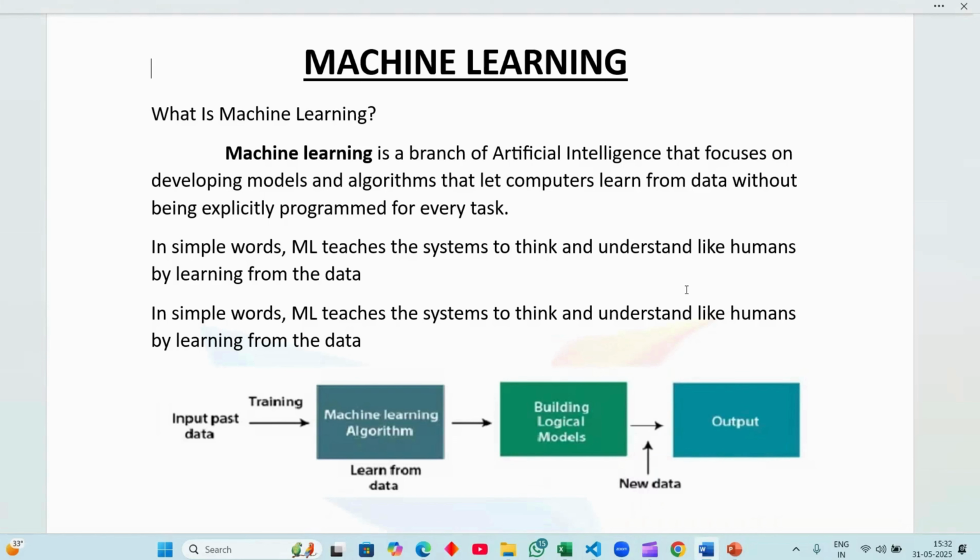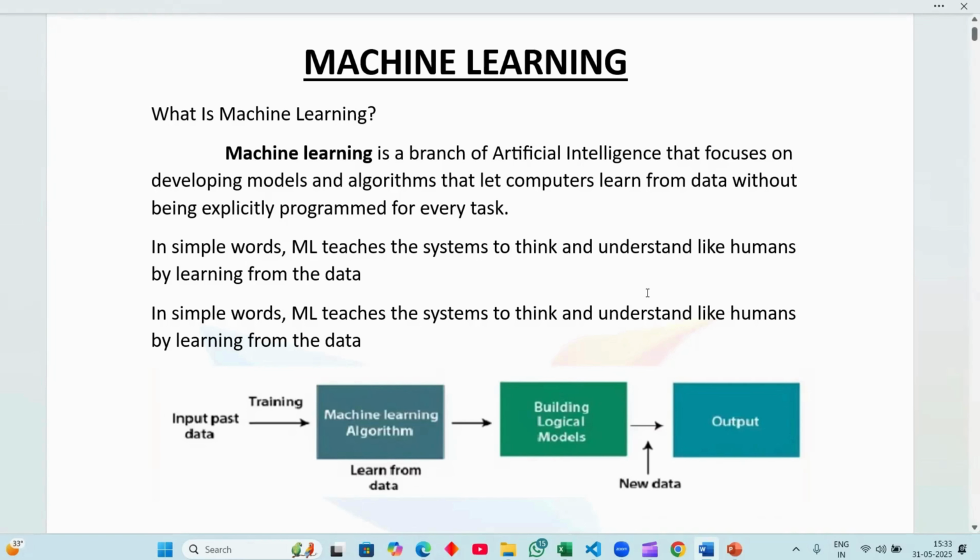In simple words, machine learning teaches the system to think and understand like humans by learning from the data. They understand step by step like humans, and they learn from the data which we are giving as an input. The input which you pass to the machine learning, it analyzes the data, learns from it, and builds a logical model concept from the new data. It presents the output. It is just a theoretical base.